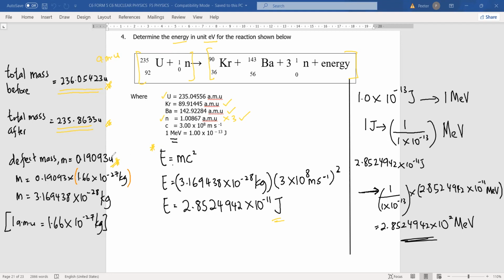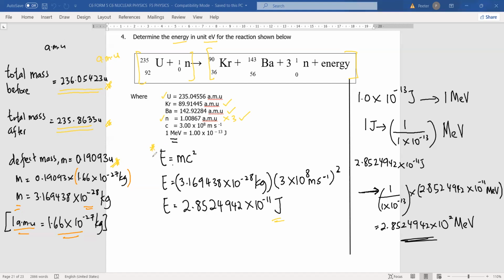So take this value and change it to kg. How to change to kg? Take this value in atomic mass unit, AMU, and change it to kg. Always remember, every 1 atomic mass unit is equal to this amount in kg. So take this value times this, and we get it in kg. Now you have the mass defect in kg.